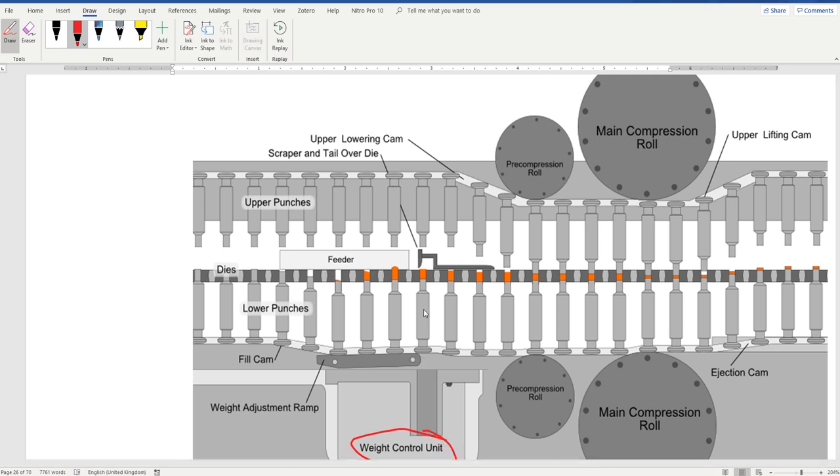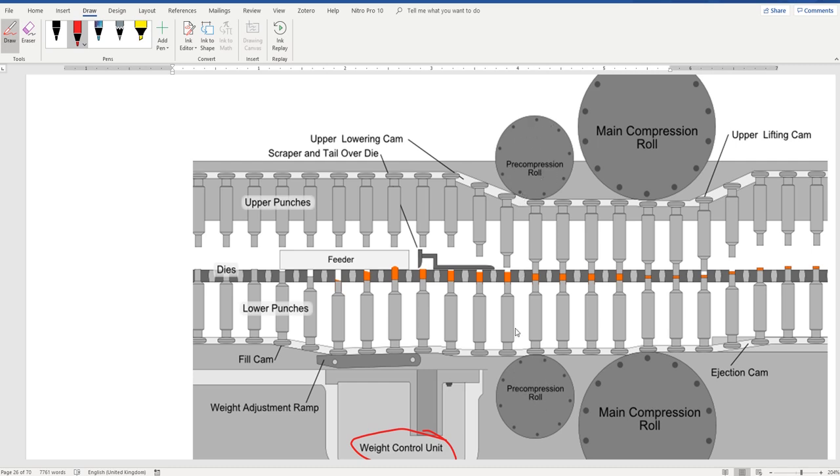So you can control the weight by lowering or raising the lower punches, a little up or a little down. So it will control the space here. So from the hopper shoe, the die cavities get filled. After that, see, the lower punch descends more, and then when the upper punch gets inside, the lower punch goes up in what we call the pre-compression step.